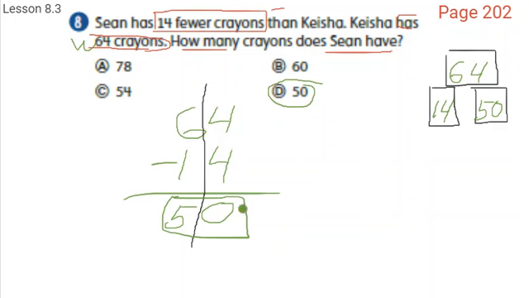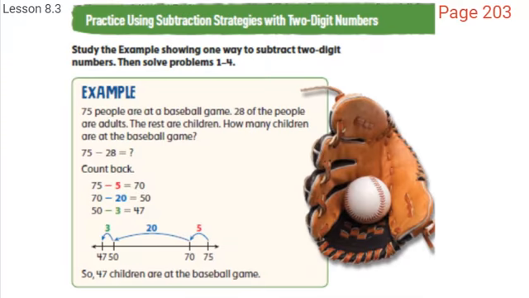Now to validate this, you can go back and add, so do it in reverse. 0 ones plus 4 ones is equal to 4. 5 tens plus 1 ten is equal to 6 tens. I'm sorry, I misspoke earlier. See, I make mistakes. I'm learning too.